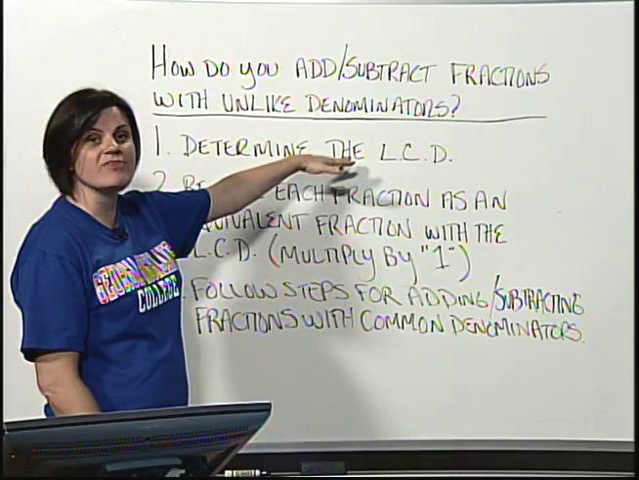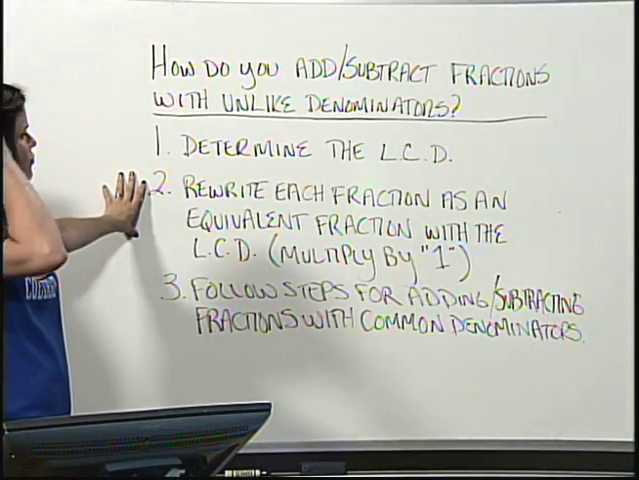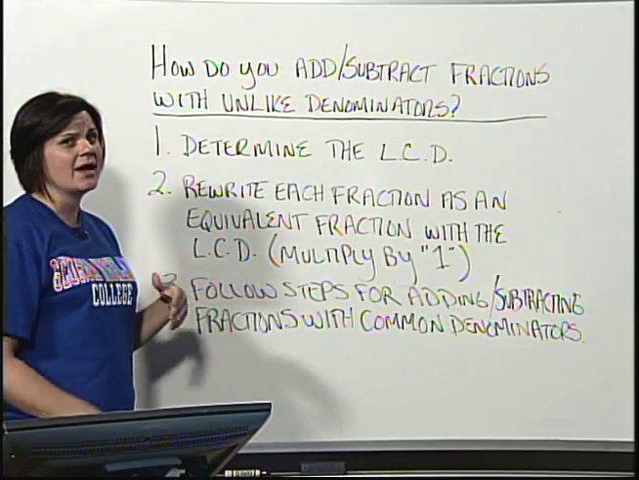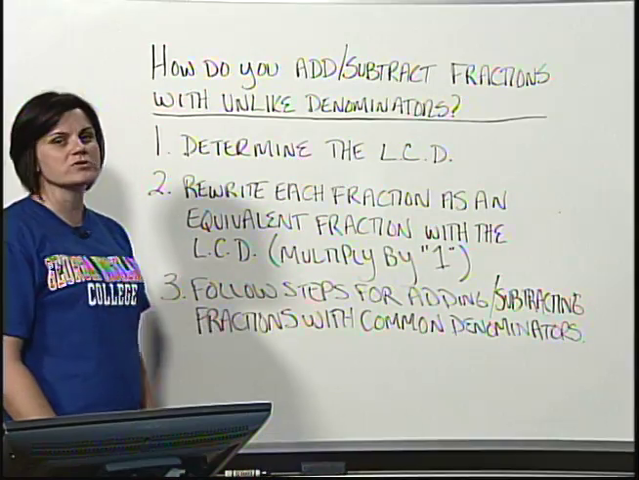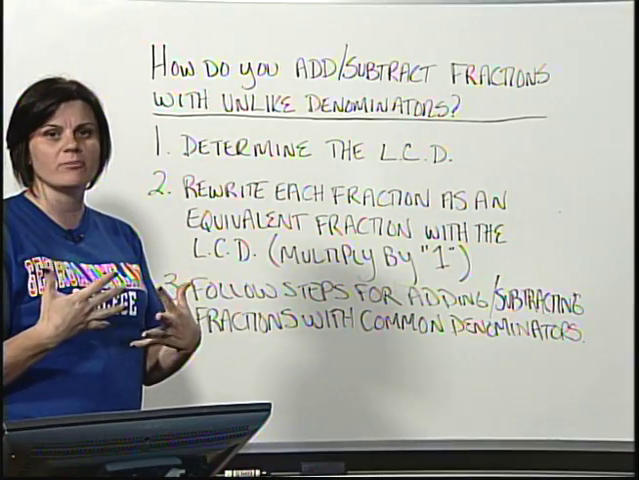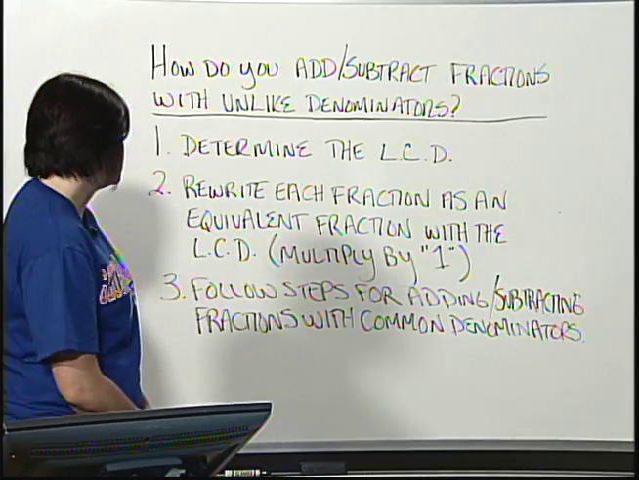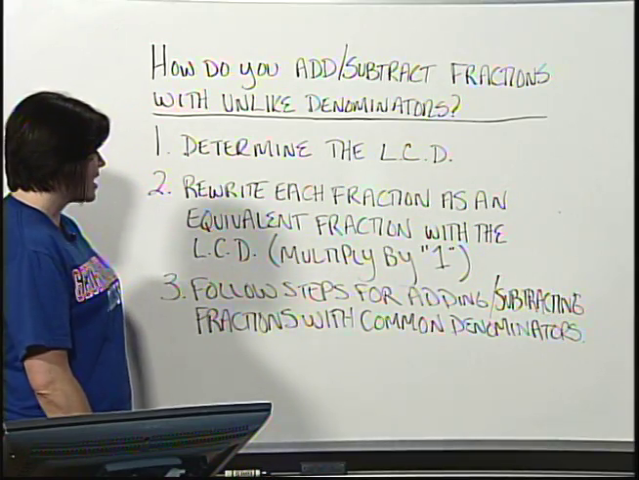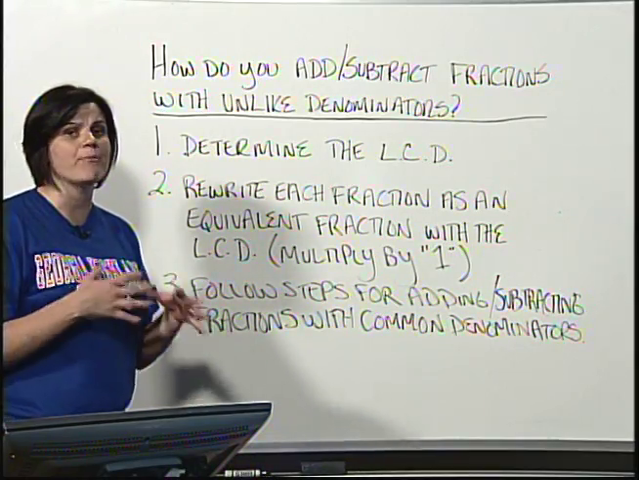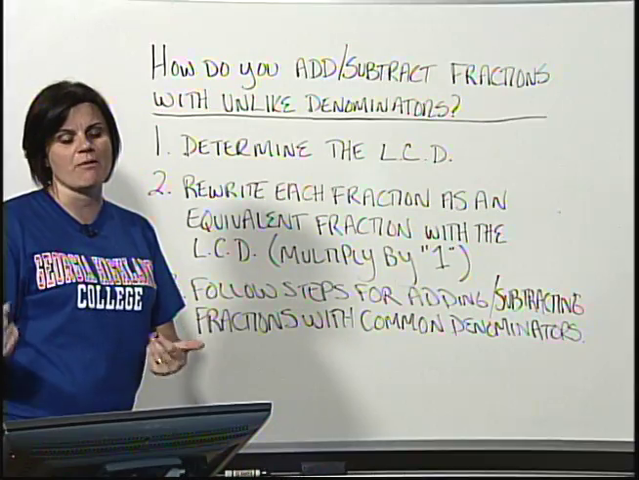So after you figure out what the LCD is, you're going to rewrite each of the fractions that you're working with as an equivalent fraction with the LCD. And to do this process, we're going to multiply by, and I've got in quotation marks, 1. So it's going to be a clever form of 1 that will bring our denominator to that LCD target. And then the last step is to follow the steps for adding and subtracting fractions with common denominators, because at that point you will have turned your fractions into fractions with common denominators.